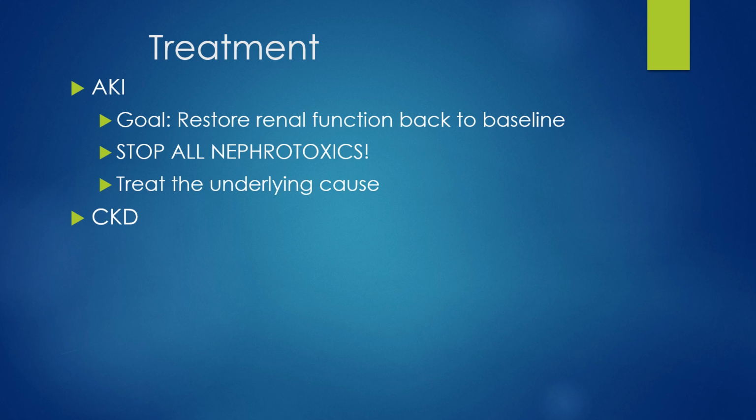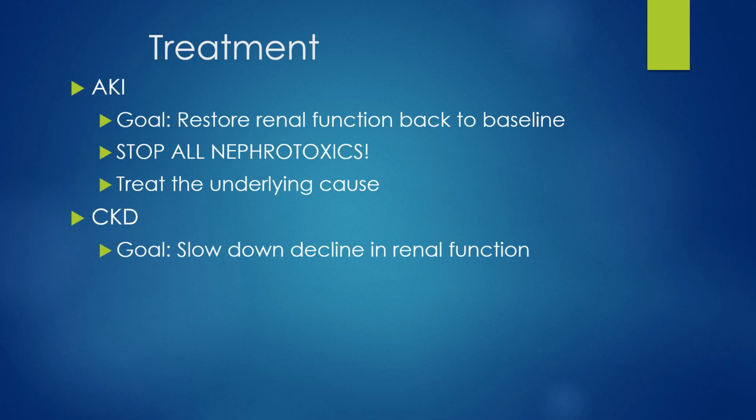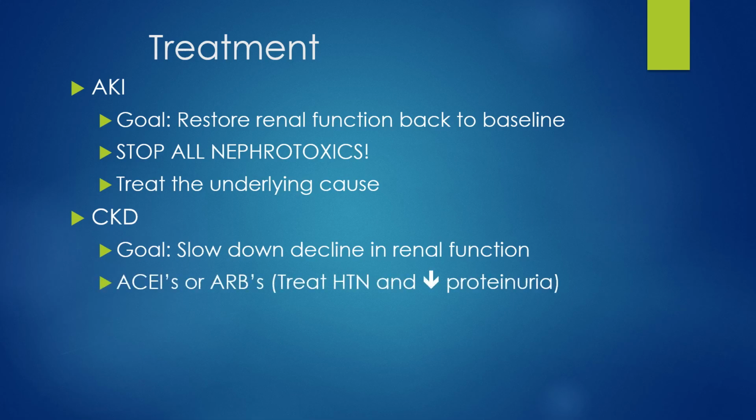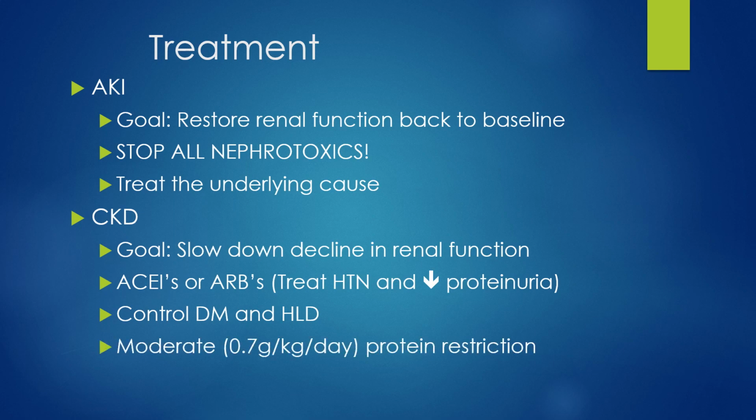Now, if they have chronic kidney disease, your goal is to slow down the decline of renal function. And this is where ACE inhibitors or ARBs are actually warranted, as they treat the hypertension and they decrease the amount of protein that's secreted in the urine. You just need to control diabetes and hyperlipidemia along with treatment of their chronic kidney disease. That will help prevent the decline of their GFR.